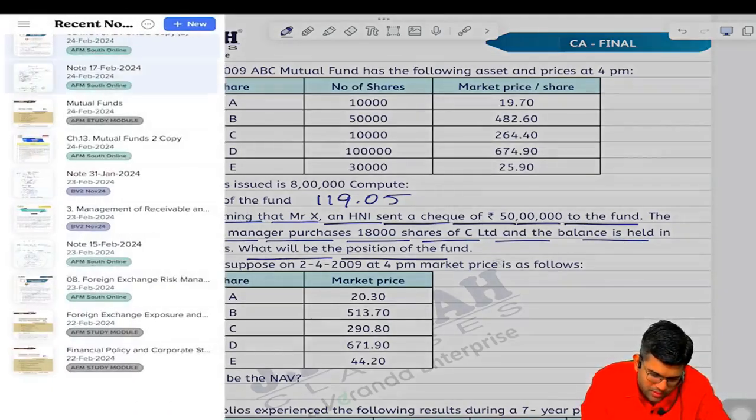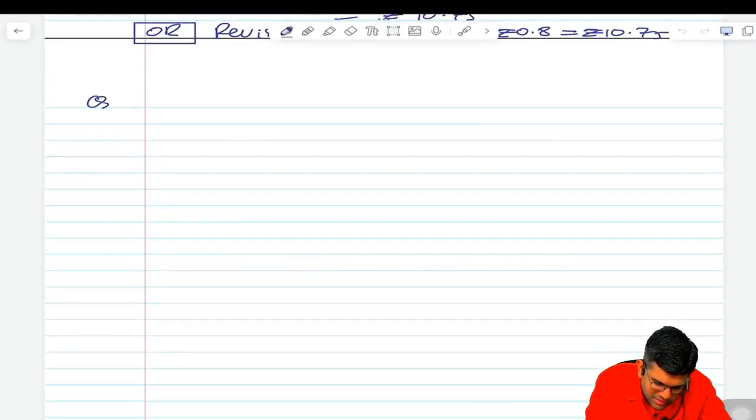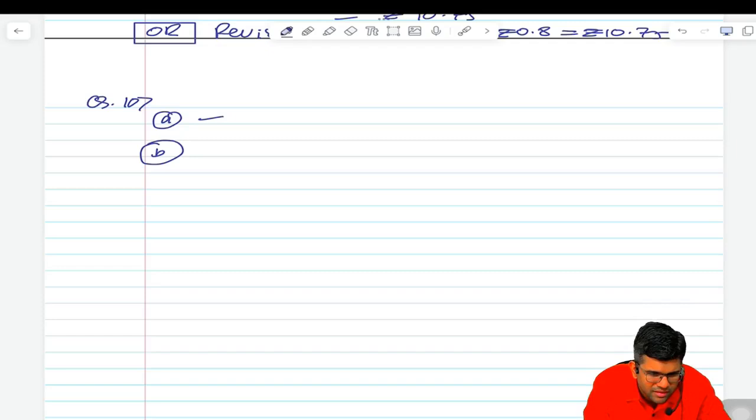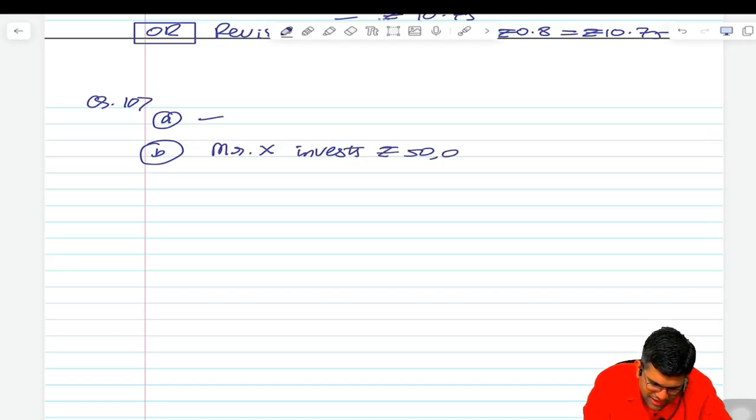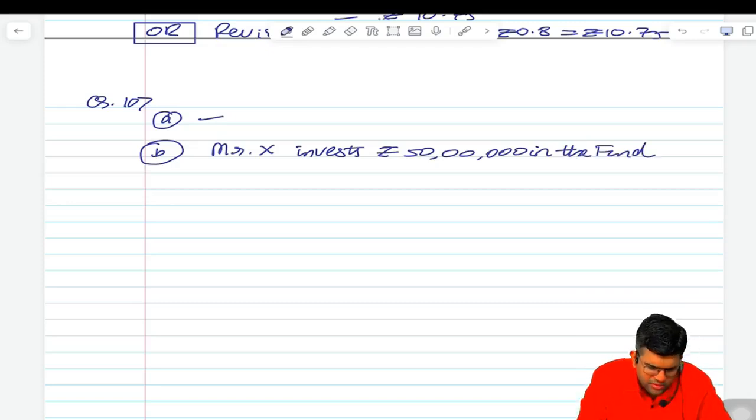Okay, hold on. So, what happens? This question number 10. Point number A done. Now we are doing point B. Okay. Mr. X invests rupees 50 lakh in the fund. Students, you know, na, in an open-ended fund, there is anytime entry, anytime exit, anyone can come in. Everyone ready, no? Okay.